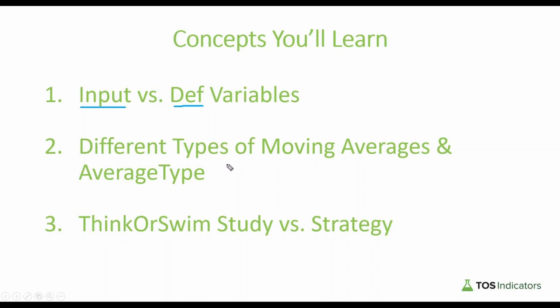Then the second concept is going to be the different types of moving averages we have, along with this idea of the average type. This is a variable built inside of ThinkOrSwim. You'll see that each moving average has a value associated with it, an integer value. So say the simple moving average is actually equal to 0 in ThinkOrSwim, which is the little trick that we can use for the variables.